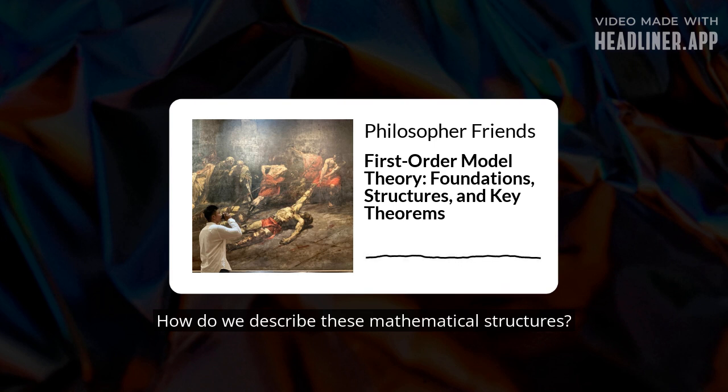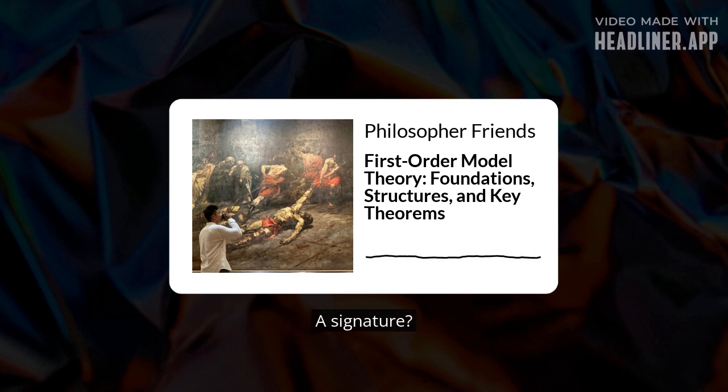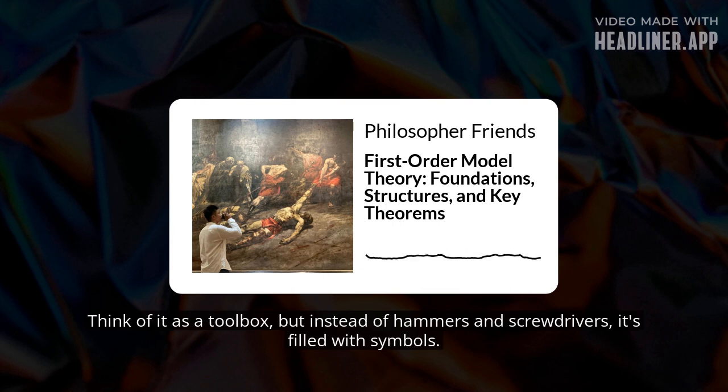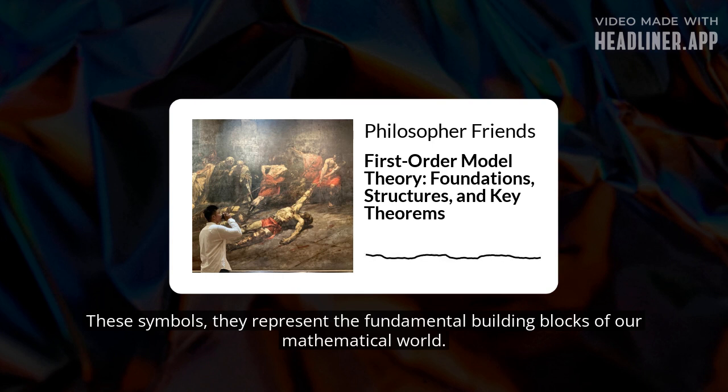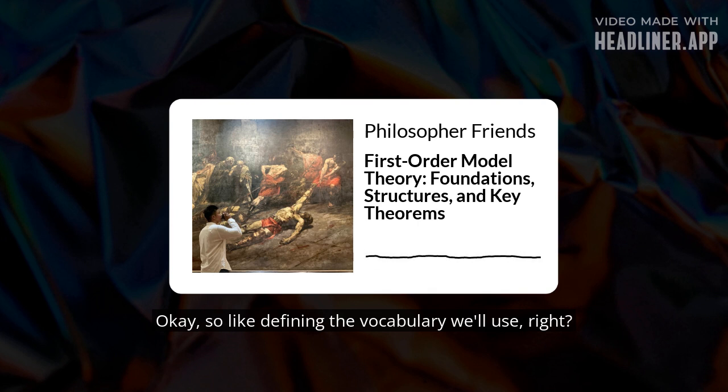All right, so where do we even begin with building this formal language you're talking about? How do we describe these mathematical structures? Well, the foundation is something called a signature. Think of it as a toolbox, but instead of hammers and screwdrivers, it's filled with symbols. These symbols represent the fundamental building blocks of our mathematical world. Okay, so like defining the vocabulary we'll use, right?